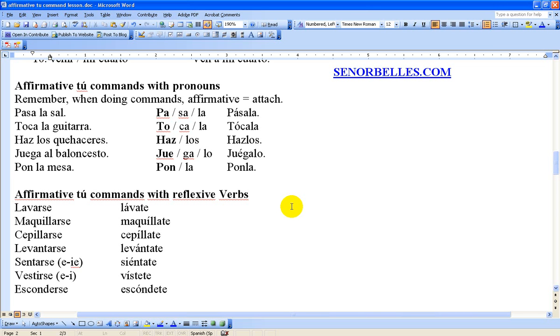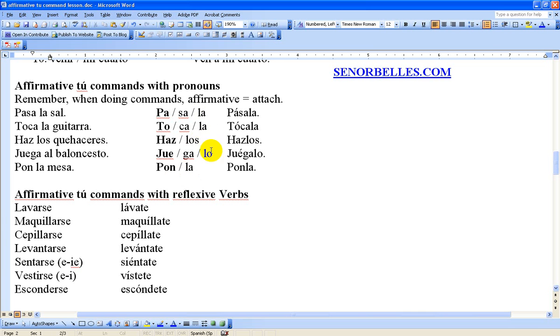What I mean by that is if you are doing commands and there are pronouns involved, you have to attach them to the end of the verb. Affirmative commands, you have to attach the pronouns to it. So I've given you 5 examples here. The first one, over here on the left, the verb is already done for you. These are already in their tú command form. So pass the salt, play the guitar, do the chores, play basketball, set the table. I'm going to change it so it's going to say pass it, play it, do them, play it, set it. So I changed all those to pronouns over here.